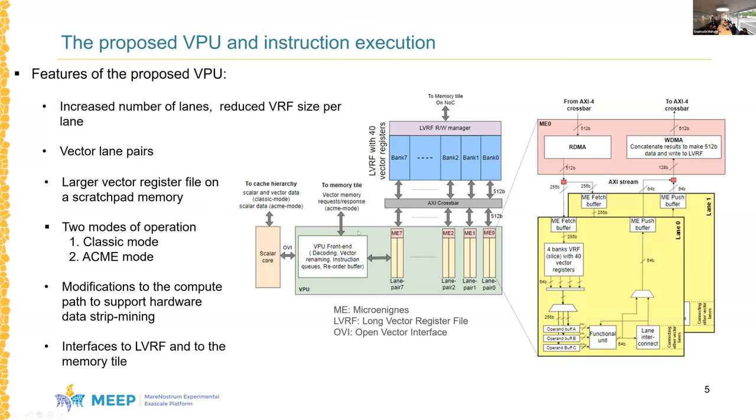Additionally, there are new interfaces provided to the VPU to speak to the memory tile. Now we are bypassing the cache. Now how to do that, right? So these interfaces are very specific to the framework where this ACME FPGA implementation is being realized. That is explained in the next slide.